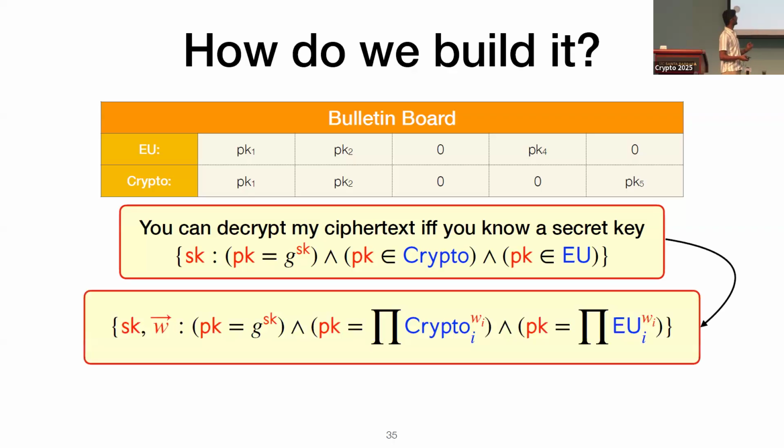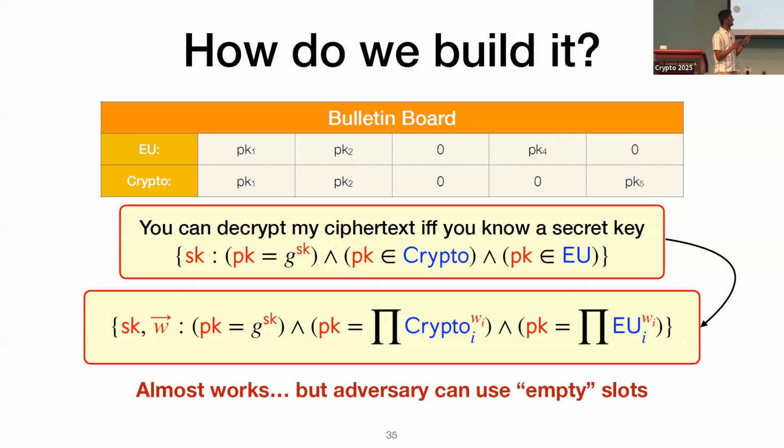So let's say I do something like this, which is I demand that you know a vector W such that your public key is a linear combination of the crypto set of public keys, and also the same linear combination applied to the European Union set of public keys gives you the same public key. And the thing is, this construction almost works, except the adversary can use the empty slots, which are these zeros, to cheat, because everybody knows the secret key of 0, which is basically 0. What we need to do is prevent the adversary from cheating in this manner.